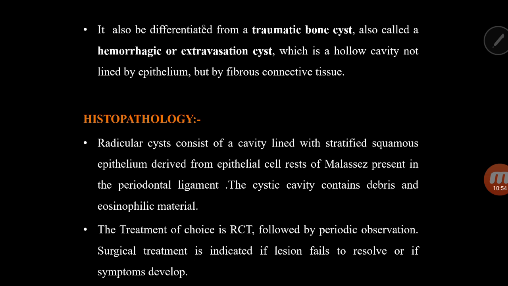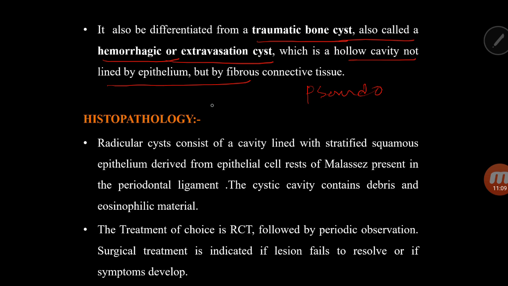These teeth are vital here, whereas here it is non-vital. This is an important thing. It is very important to differentiate it from the traumatic bone cyst, which is also called a hemorrhagic cyst or extravasation cyst, and it is a hollow cavity that is not lined by epithelium, so it is one of the types of pseudocyst, and the treatment for this is to induce the bleeding. Okay, so induce the bleeding, that is the treatment plan for this. And the rest everything is fine.